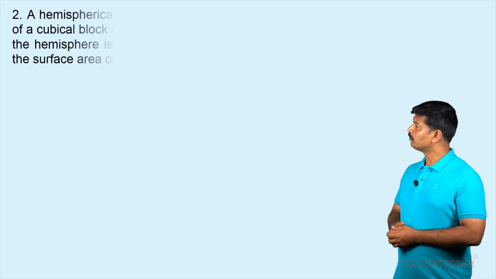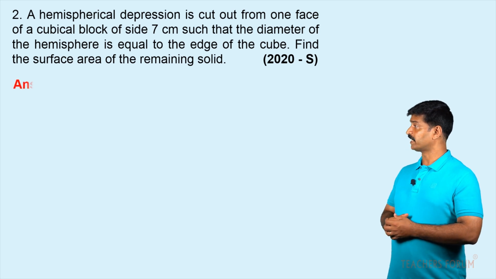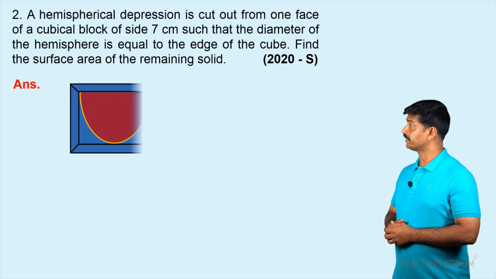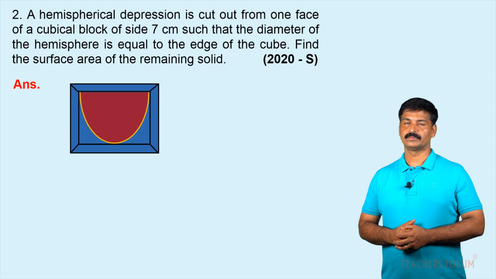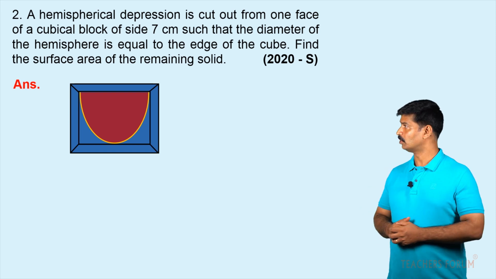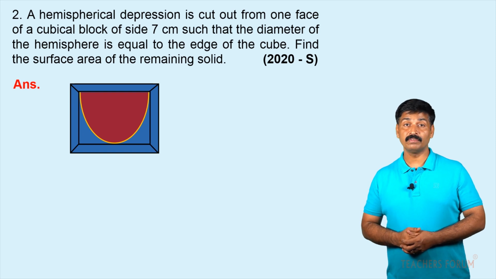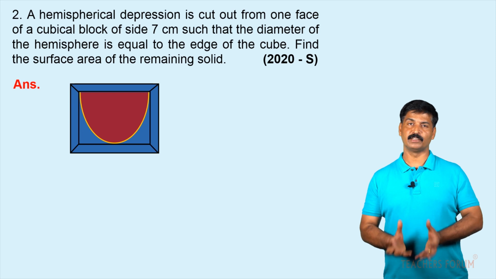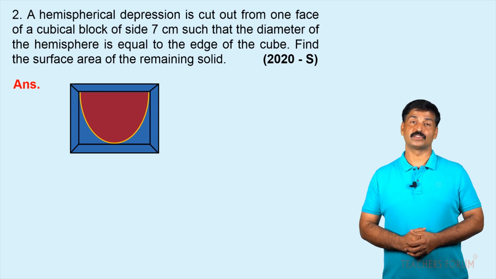Next one, a hemispherical depression is cut out from one face of a cubical block of side 7 centimeter such that the diameter of the hemisphere is equal to edge of the cube. Find the surface area of the remaining solid. You are given a cube whose side is 7 centimeter. From one side we have hollowed out a hemisphere. So you got a hemispherical depression there. You have to find out the surface area of the remaining solid.